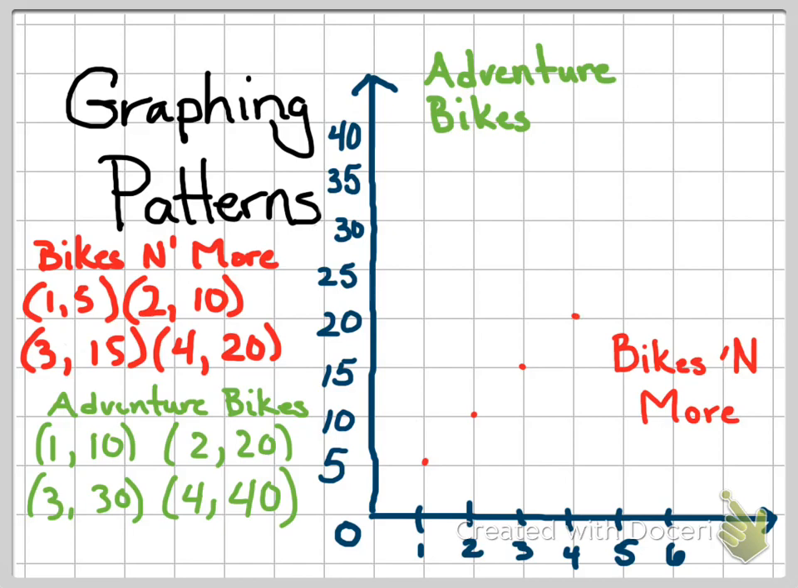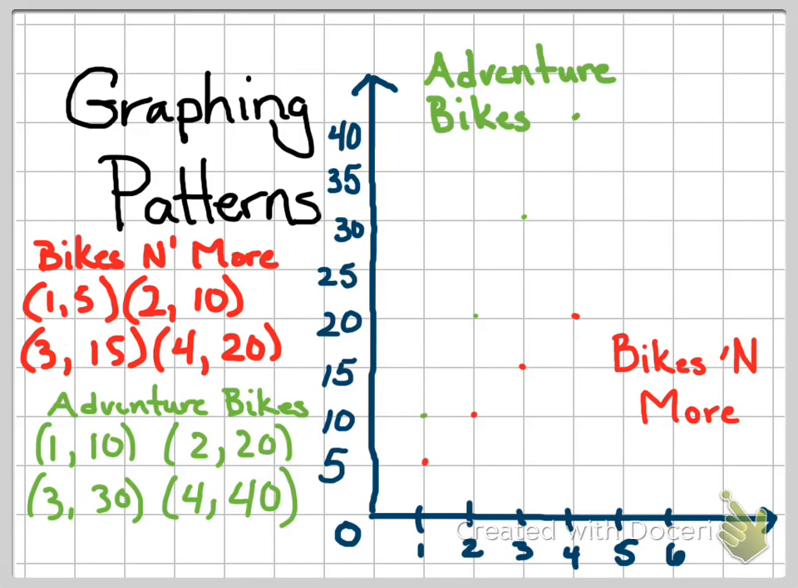And as I begin to graph Adventure Bikes, I'm going to go to 1 and then start at (1, 10). The next one is at (2, 20), (3, 30), and at (4, 40).